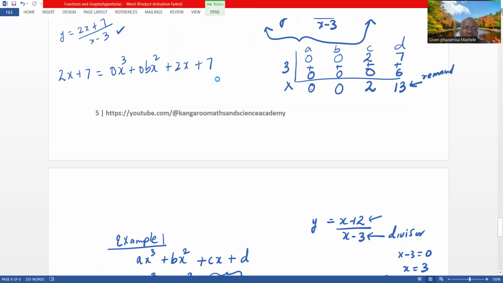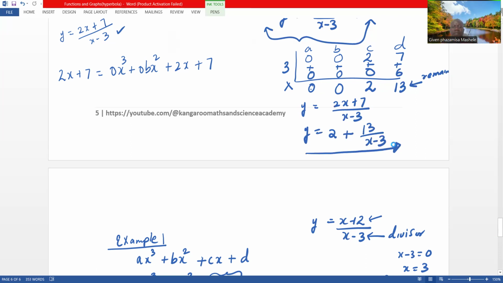So if we have y equals 2x plus 7 over x minus 3, how many times does x minus 3 go into it? It goes twice, and it leaves a remainder of 13 over x minus 3. Yes. Okay, so these are the answers, ladies and gentlemen.